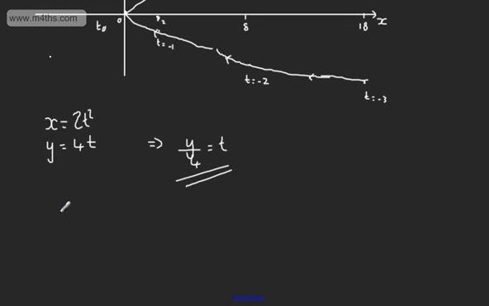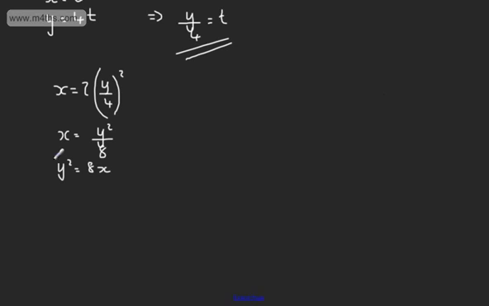If I sub this in here, I can say that x is equal to 2 lots of y over 4 squared. So that gives me that x is going to be equal to y squared over 8. So I can say now that y squared is equal to 8x. And this now gives me, instead of y as a function of x, x as a function of y. And this gives us a parabola, and we can say this will look something like so.